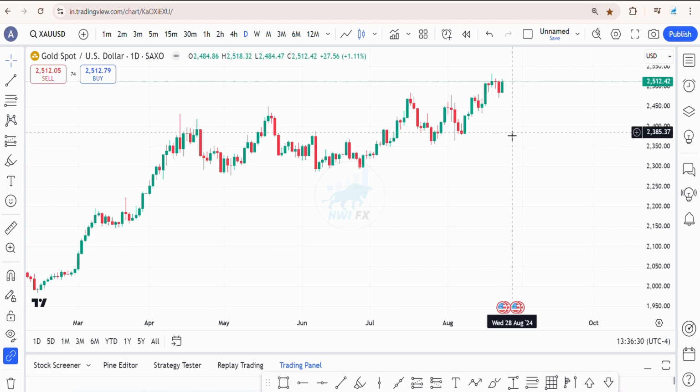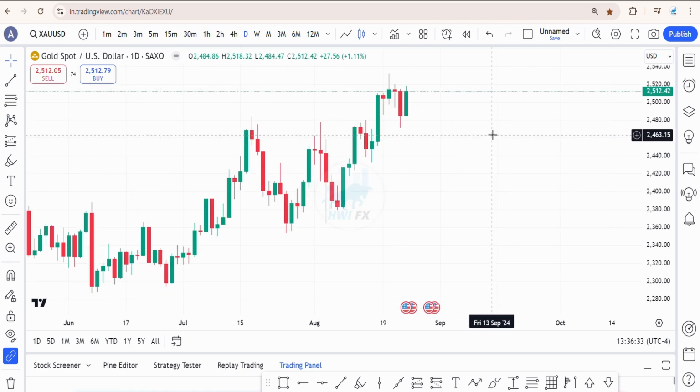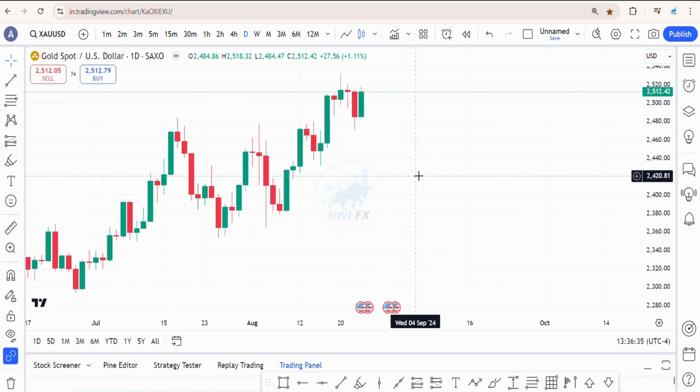So that is about buy side liquidity and sell side liquidity. I hope you guys will get some idea about buy side and sell side.